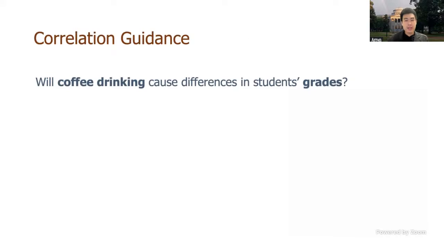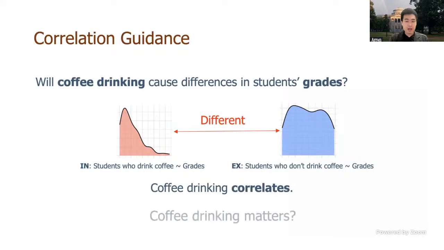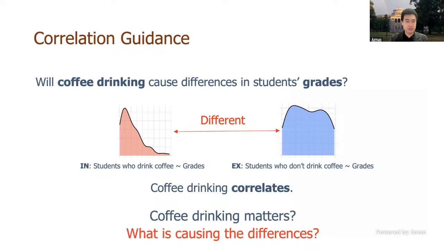So we can examine students' grade distributions of these two subsets using correlations. For example, here, which is obviously different. So here the correlation analysis actually shows coffee drinking correlates to students' grades. While people may interpret this as coffee drinking causing those different grades, can we really conclude that? And what is actually causing these differences?